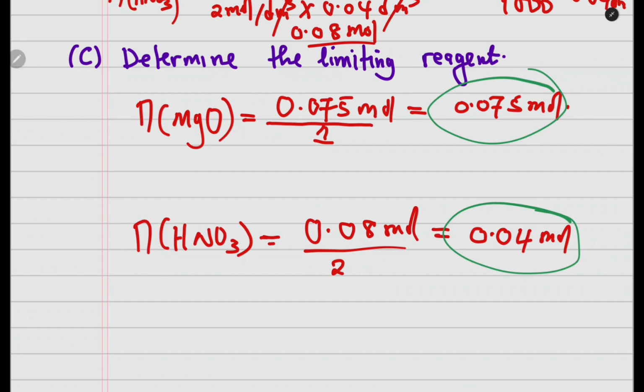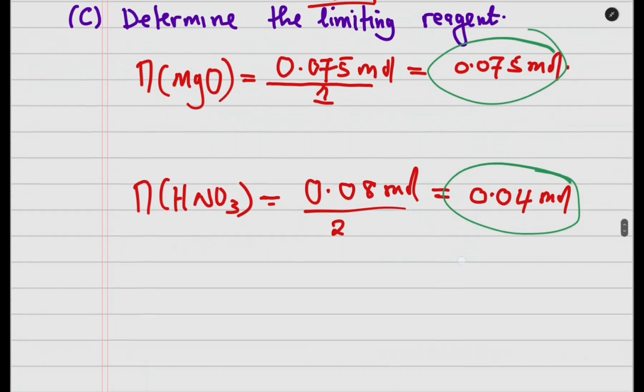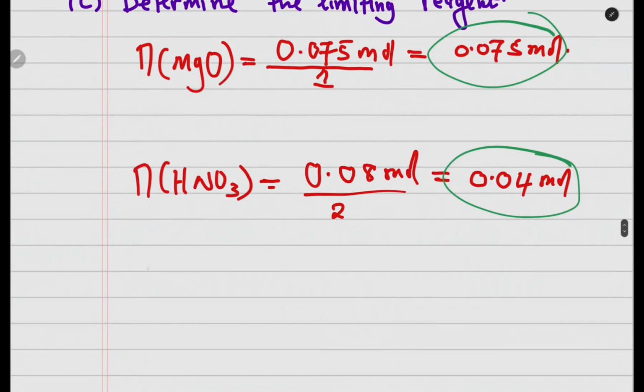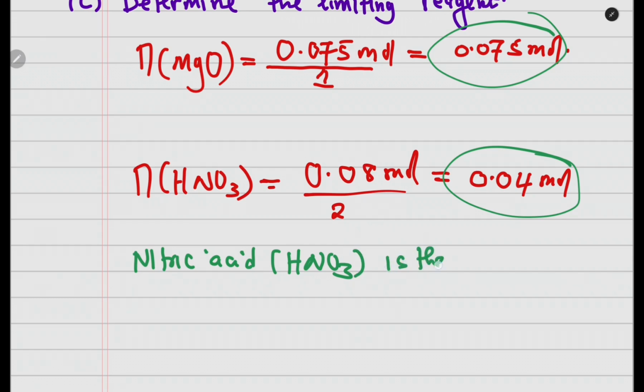Then to determine the limiting reagent, you compare this and this. So the one with the smaller ratio is the what? Is the limiting reagent. So if you compare 0.075 and 0.04, we find that 0.04 is smaller. And therefore here we can say nitric acid, which is HNO3, is the limiting reagent. So that is how you determine the limiting reagent.